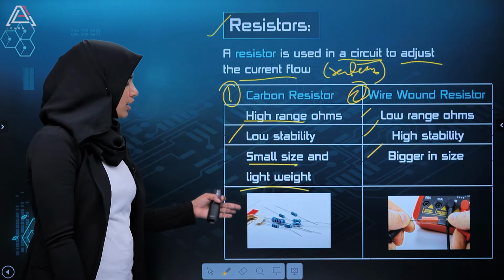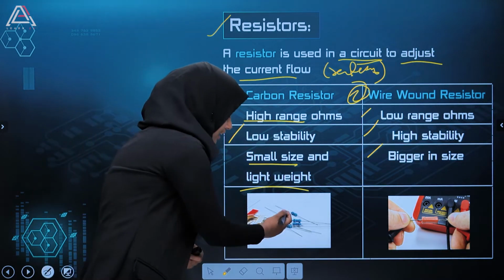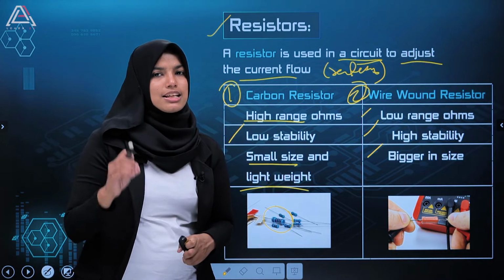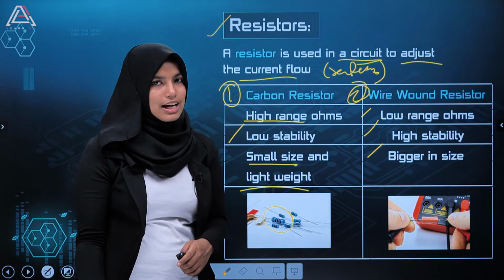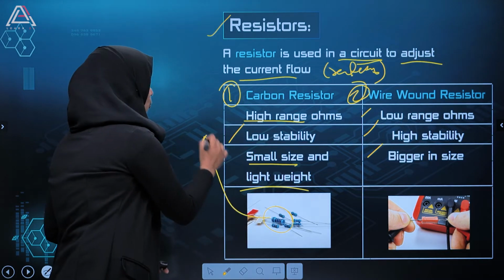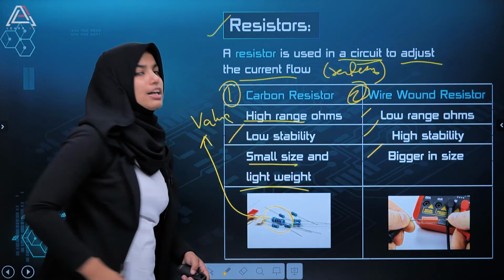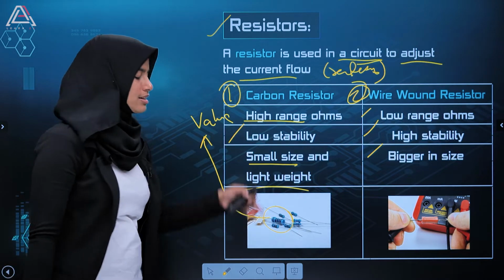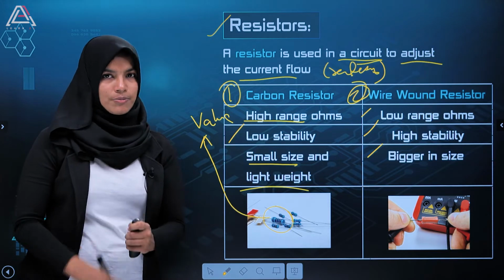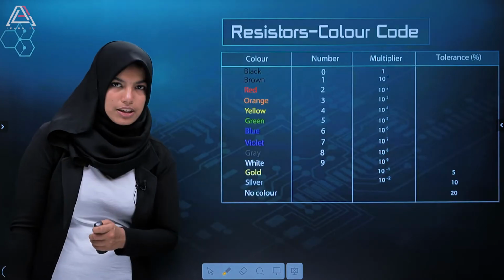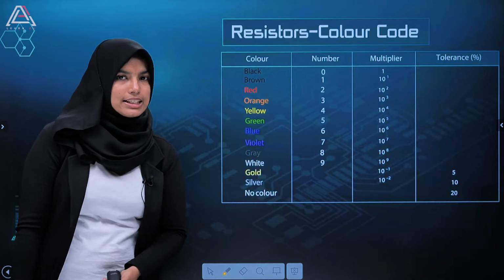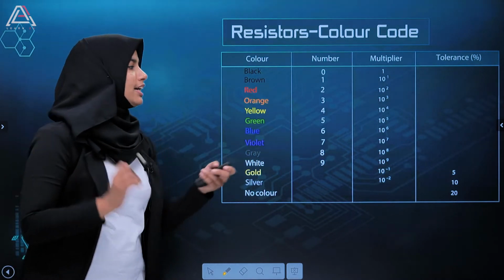Now, looking into the figure, you can understand that there are certain rings present in these resistors. These rings represent certain color codes, and that color code corresponds to the value of this particular resistor. So let's see how we can determine the value of a resistor using the color code or the rings. For that, you have to learn a table, and this is that table. In order to easily learn this table, I am here with an easy way.